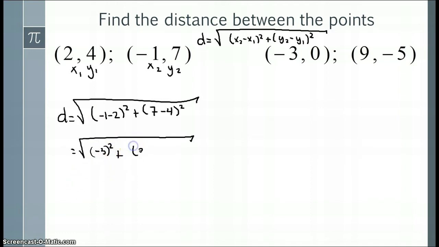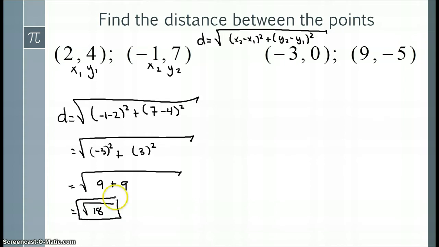Then 7 minus 4 also gives me a 3. -3 times -3 is going to give me 9, plus 3 times 3 gives me 9. Please be careful and make sure that when you square -3, you get a positive number. Every time we do distance formula, we should never have a negative when we get to this stage. This is going to become the square root of 18, which is a perfectly acceptable answer.